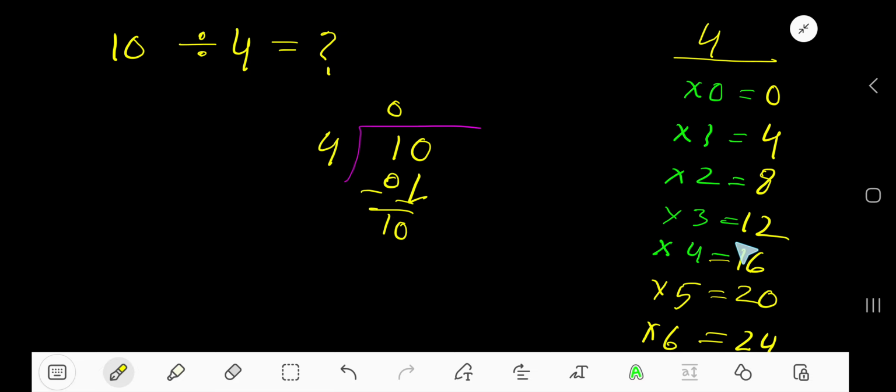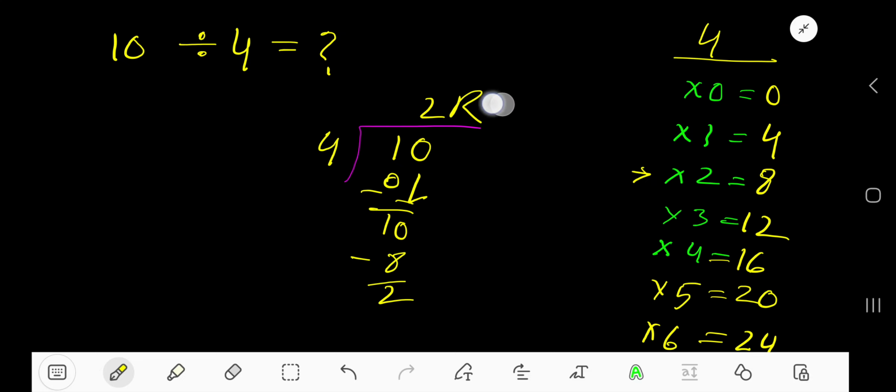4 goes into 10 how many times? 3 times is 12, which is greater, so 2 times 4 is 8, right? Subtract, you are getting 2. So your answer is 0 2, meaning 2, remainder 2.